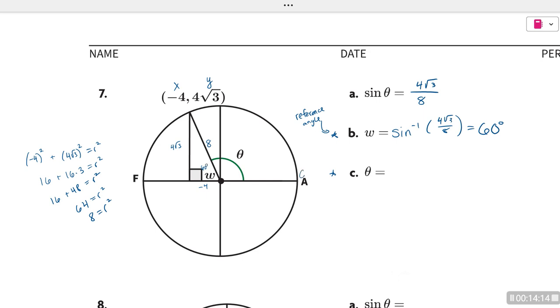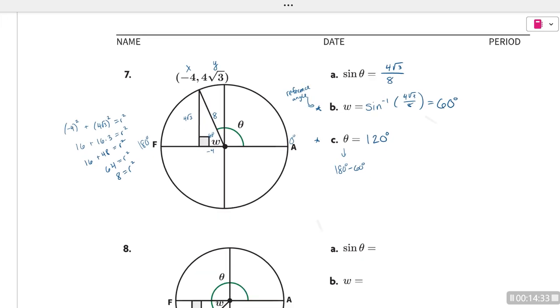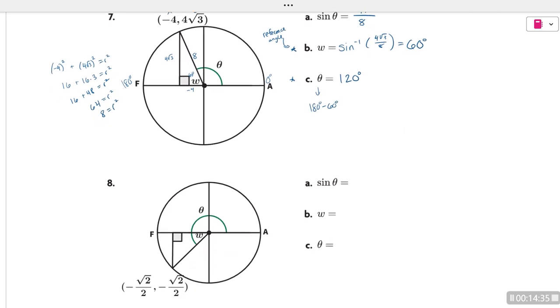Now we know that we start at 0 here, and that this angle right there is 180. So we're 60 less than 180, right? So 180 minus 60. So this angle right here is going to be 120. So the theta angle is 120. Okay, question 8.